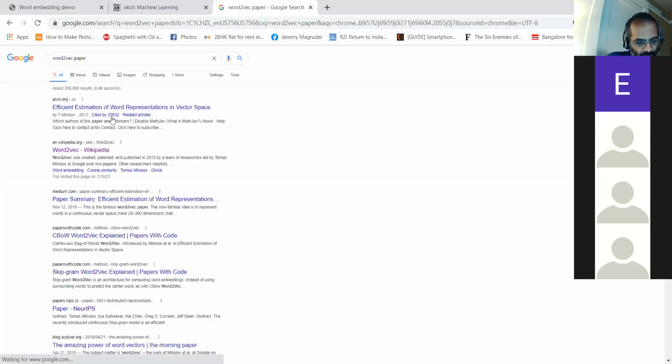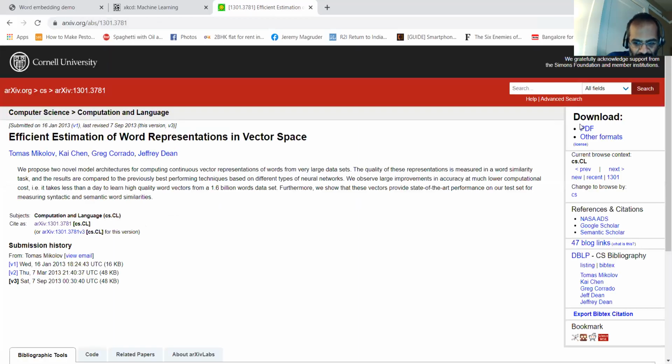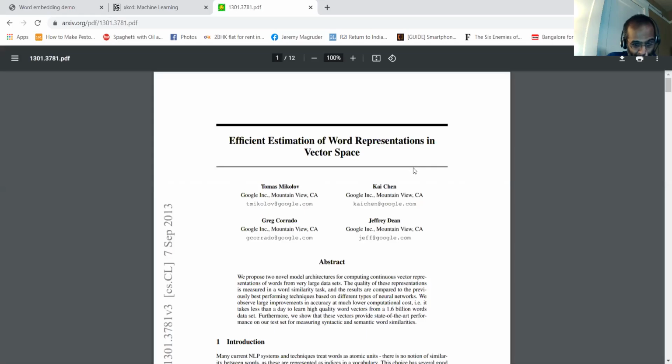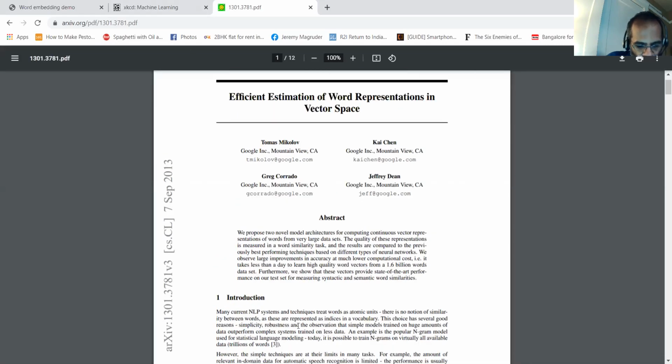Okay, so this is an idea which came out of a paper, this paper, which at this point has 20,000 citations, which is a paper that came out of Google in 2013, I guess. Okay. So what does this paper do?